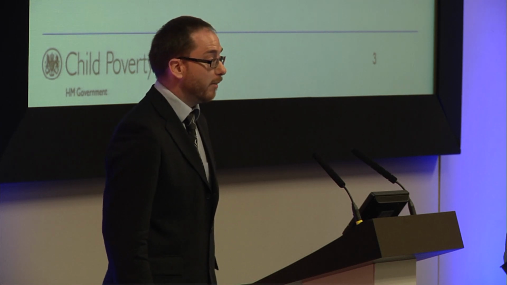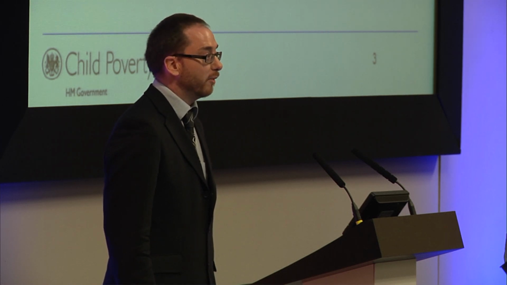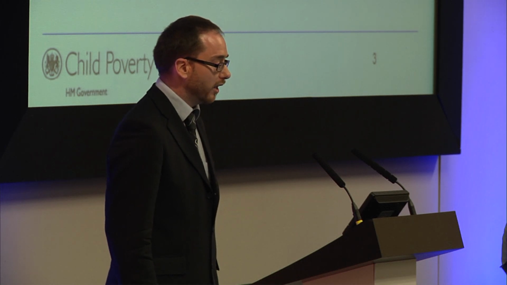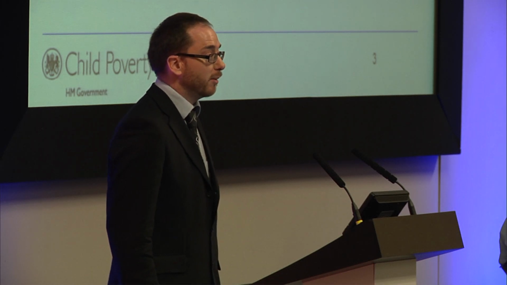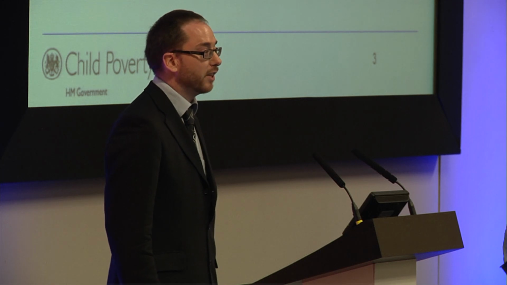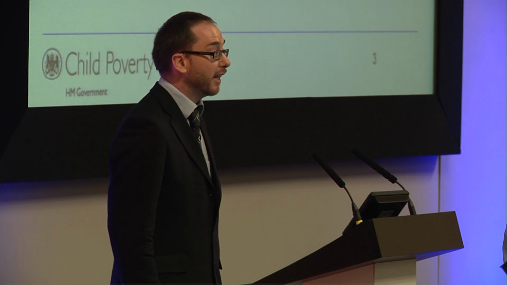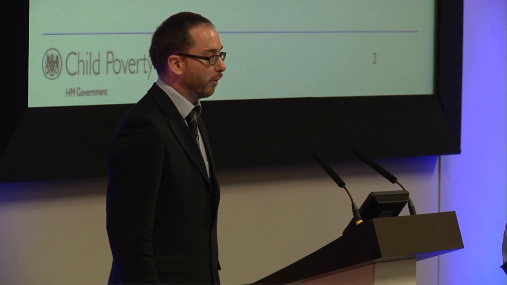The first 3 measures are measured using the DWP's Family Resources Survey. The fourth one, we haven't been able to set a target yet because it used to be measured using something called the British Household Panel Survey, which has now been subsumed into a bigger survey called Understanding Society. And of course, we want to wait for the data to be available before we can see what is a suitable target level.